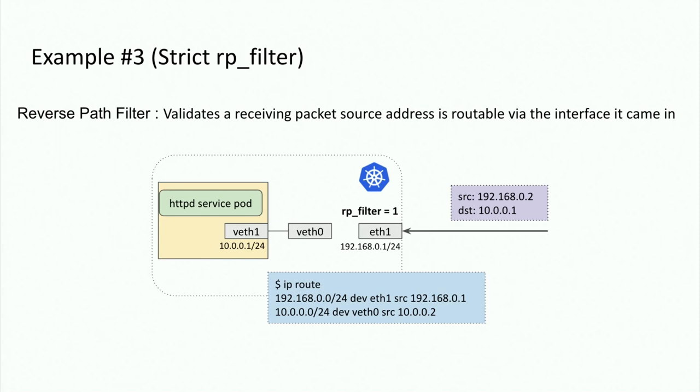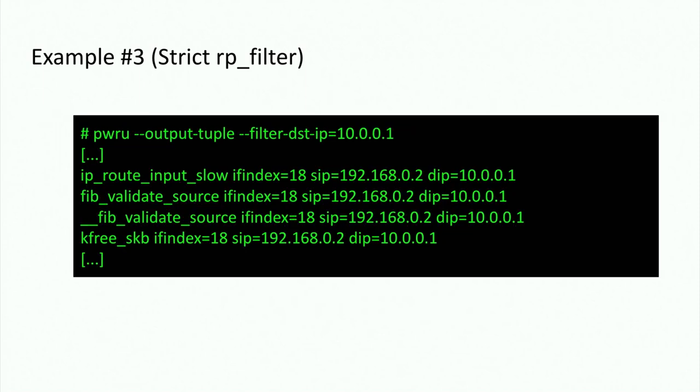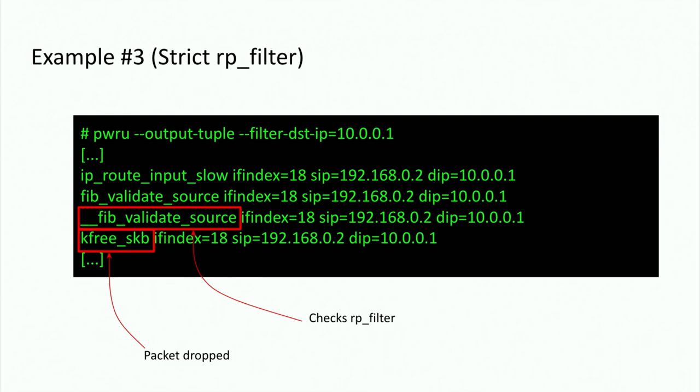So let's see what information Peru gives us here. So this time I've set the destination IP filter, which is set to my pod IP. And we can see that the packet is being dropped. And let's see why that is. So just before the packet is dropped, we can see that there is a callback from the fib validate source function. So this kernel function essentially executes the RP reverse path filter logic, where it'll check what the source IP address on this packet is, and if it's received on the interface that it's expected to.